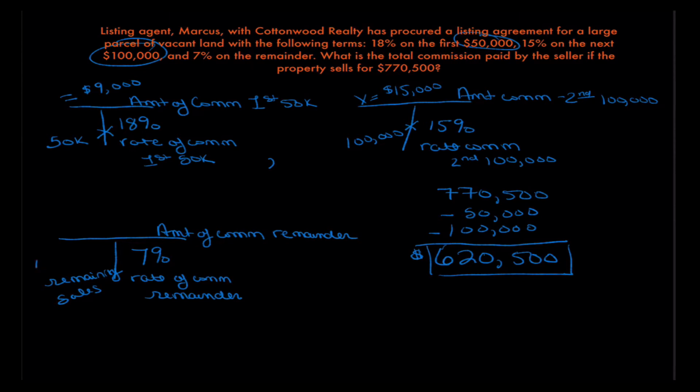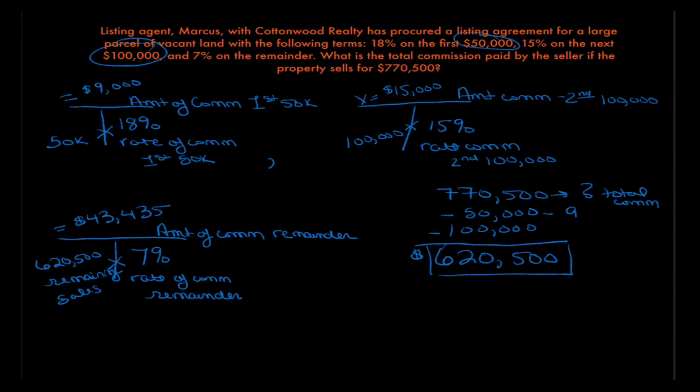So we're going to put this $620,500 down here because it is our remaining sales price. We'll multiply because it's a T-bar. And when you do that, we find out that our remaining commission is $43,435. So that means on this sales price, we want to know the total commission.